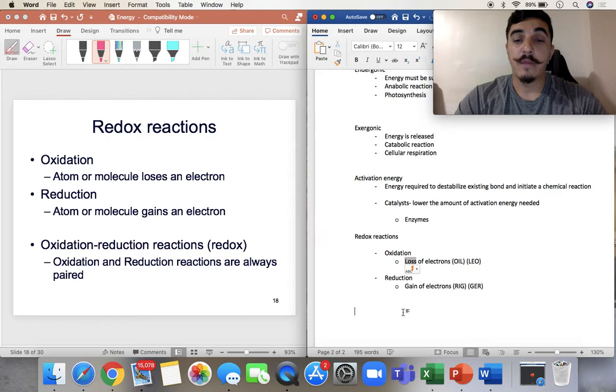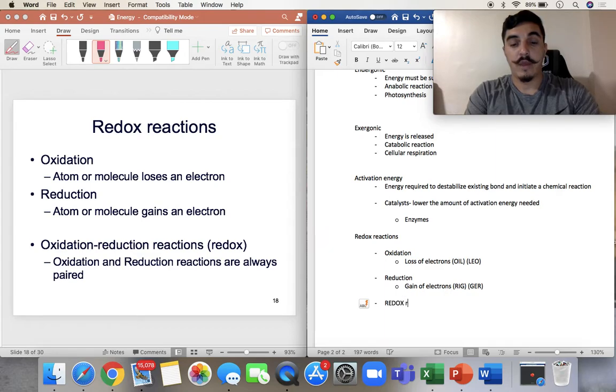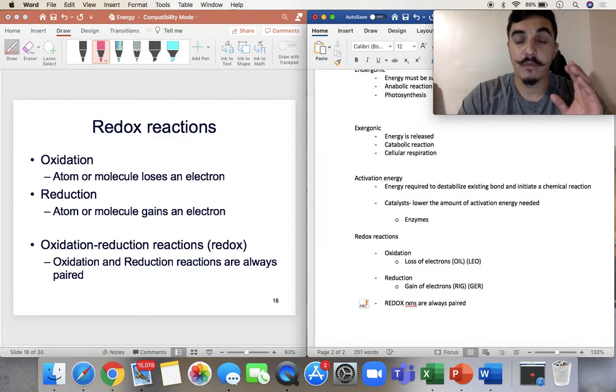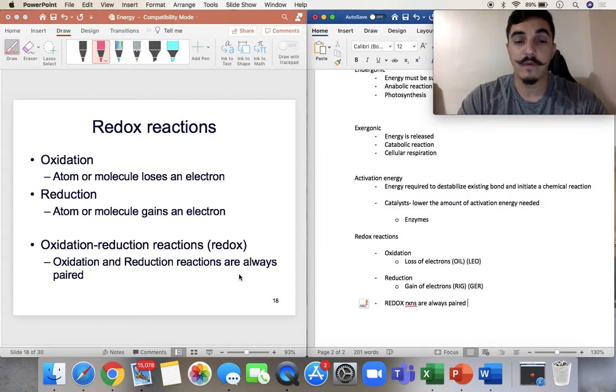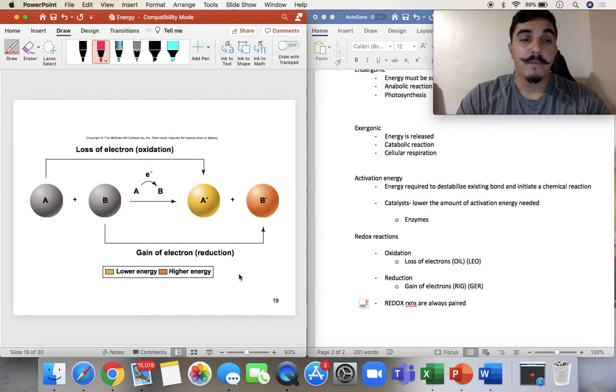They are always paired. Redox reactions are always paired. So one occurs with the other one. They both occur together. It's not one or the other. They both occur together, just in different parts of the reaction itself. Okay. So here's an example.